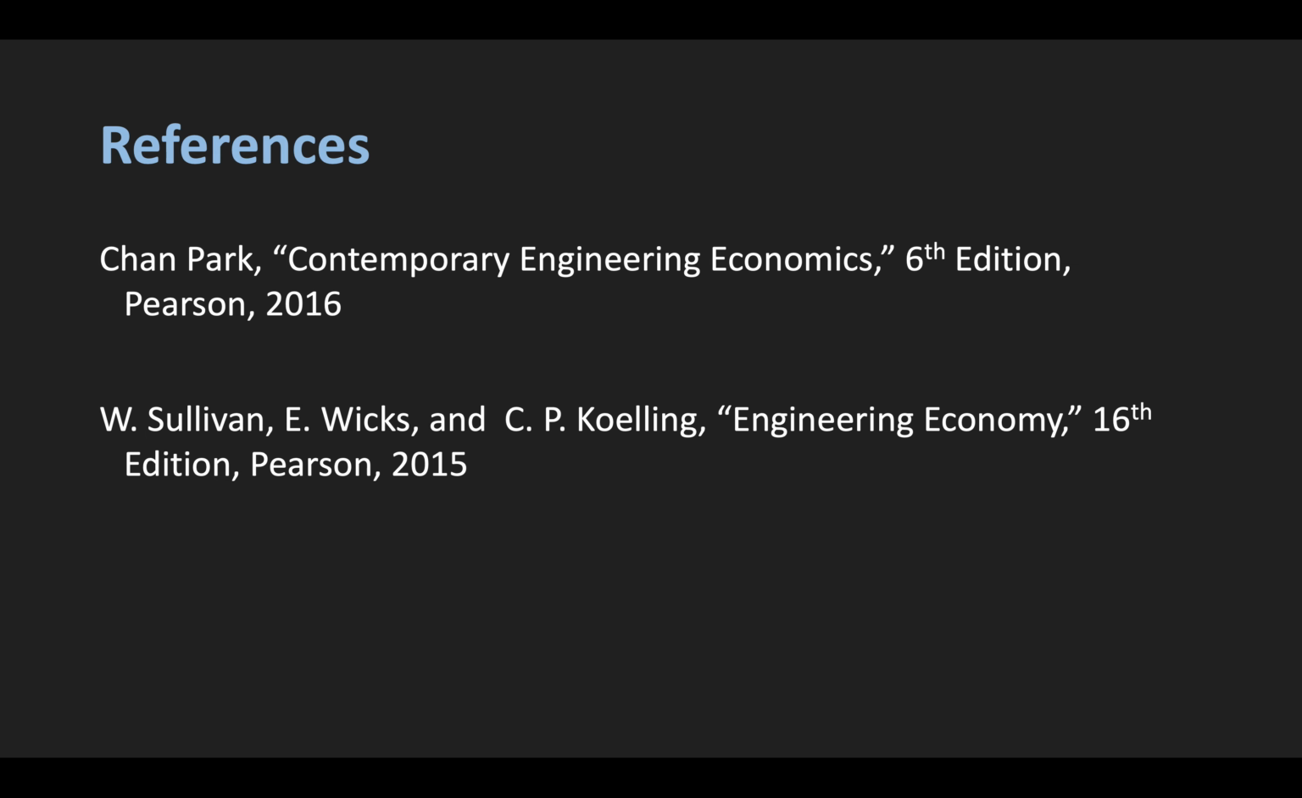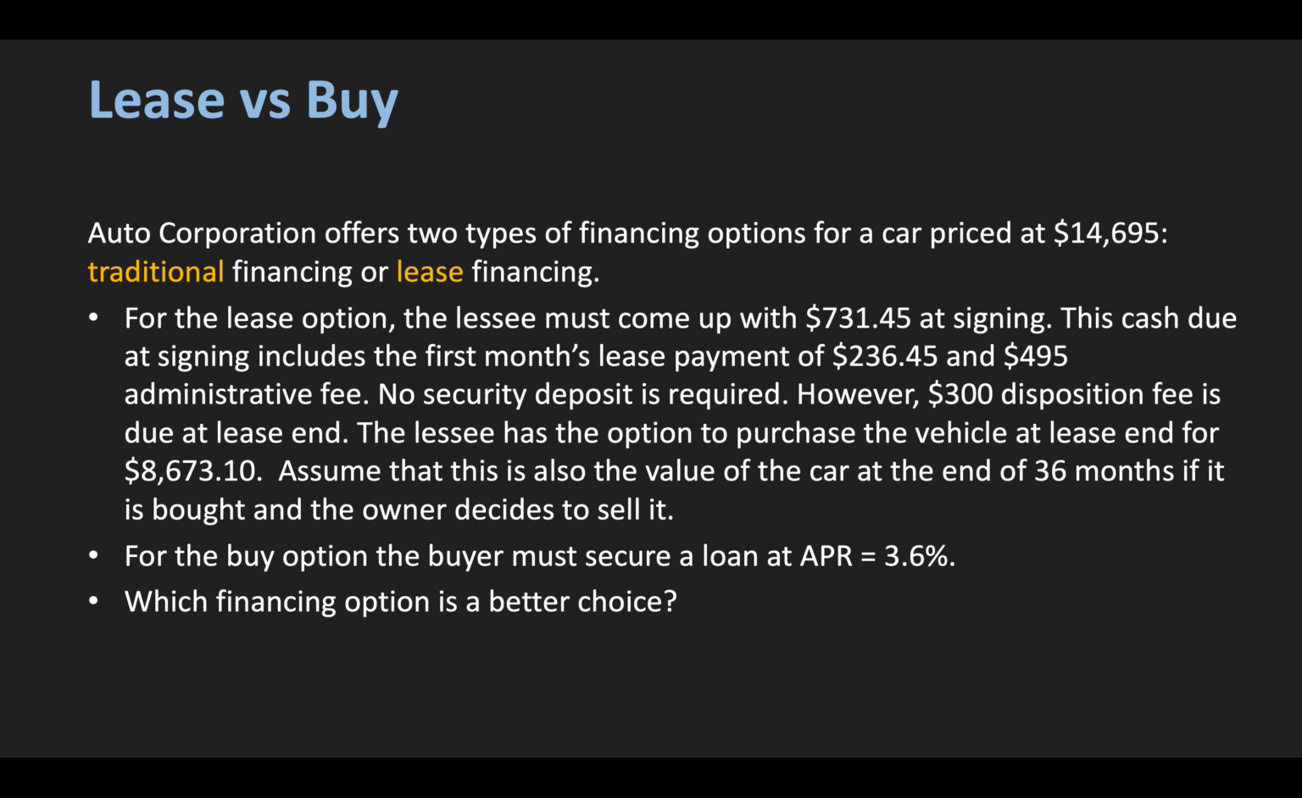So for engineering economy, here's one example. We already solved some problems kind of like this before in class, but this is a very typical, good example of what engineering economics is. What we are trying to solve is that an auto corporation offers two types of financing options for a car priced at $14,695. It can be traditional financing or lease financing.